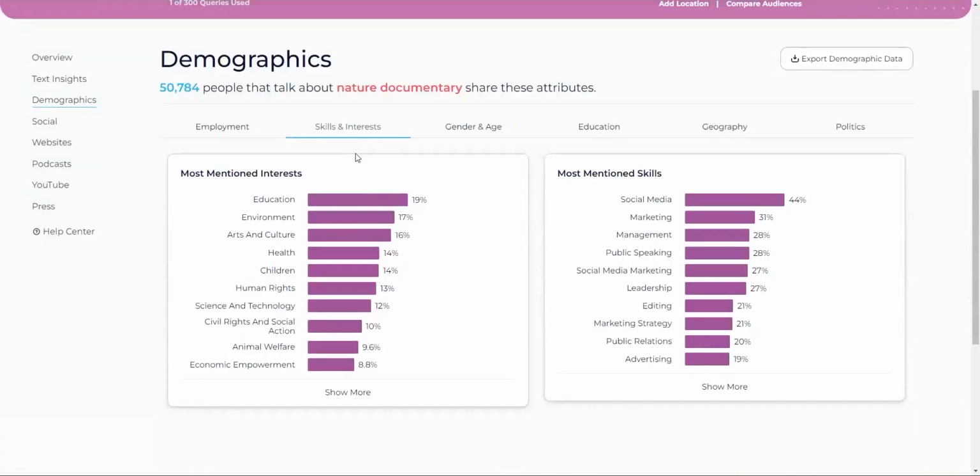Same goes for skills and interests. These topics and terms are pretty broad. But if you see something here and you also see it under text and insights and under other data, then it's something that you need to keep in mind.